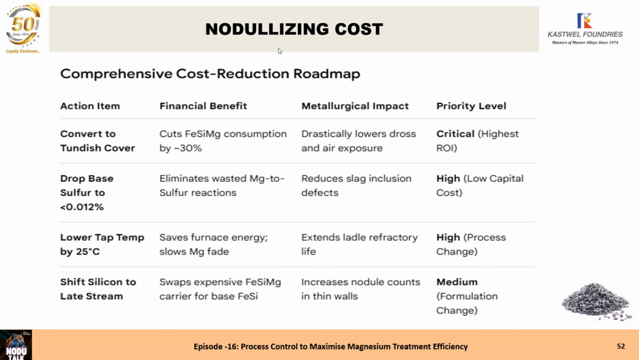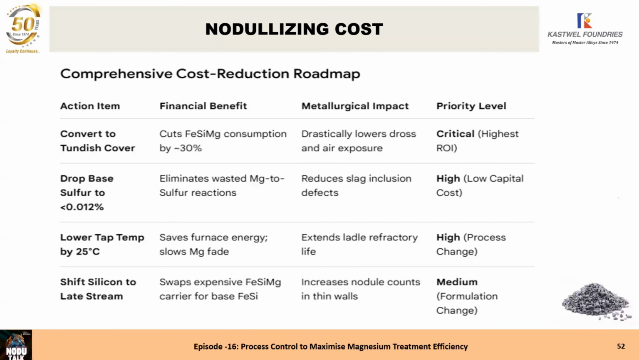Drop base sulfur to less than 0.012. 0.014 to 0.016 is what I recommend. After magnesium treatment, it should be less than 0.012. Normally between 0.10 and 0.12. It eliminates wasted magnesium to sulfur reactions. It reduces slag inclusion defects. Low capital cost. The priority for this is high as it involves low capital cost.